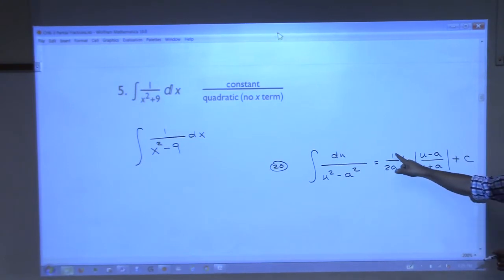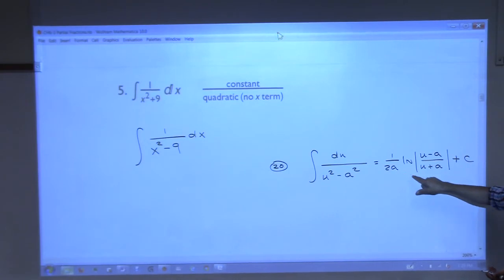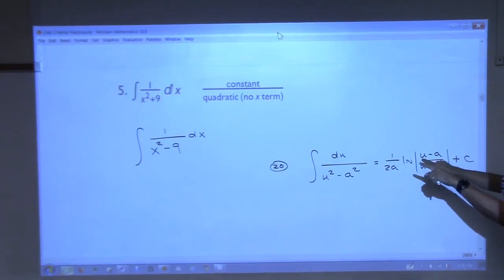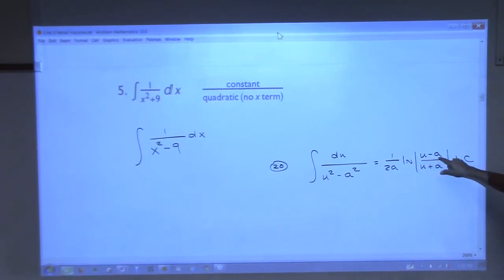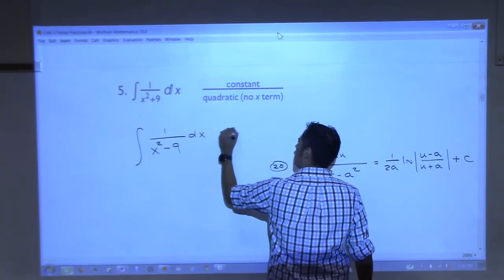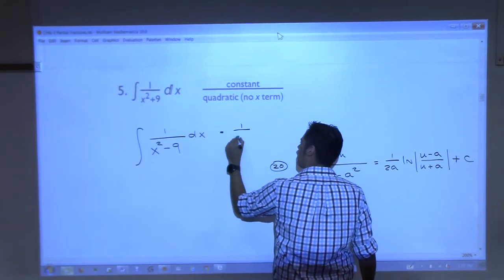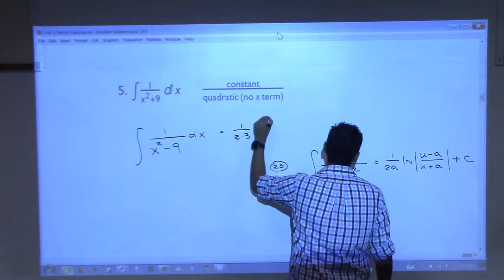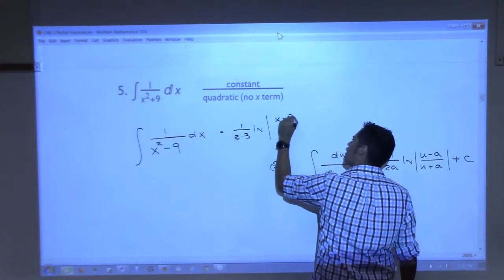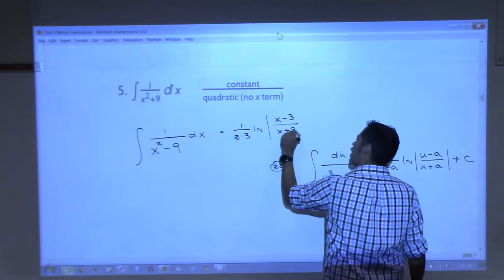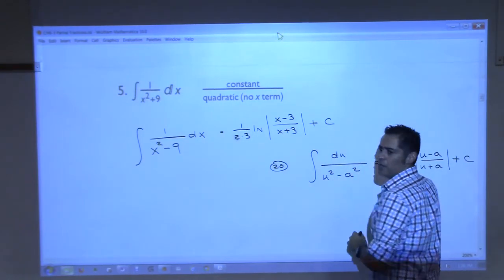So it'll be 1 over 2 times 3, so 1 over 6, natural log of x minus 3 over x plus 3 plus c. So this would be 1 over 2 times 3, natural log of x minus 3 over x plus 3 plus c, by formula number 20.